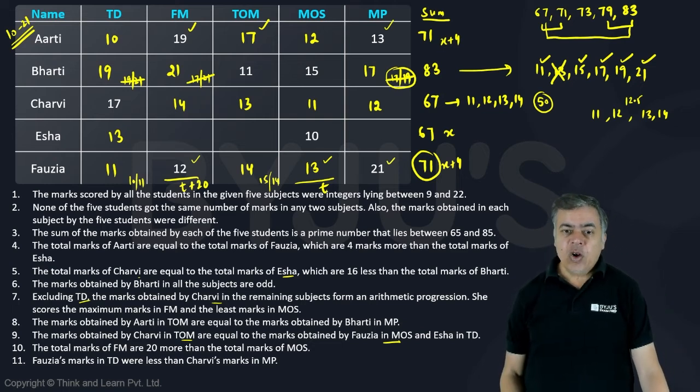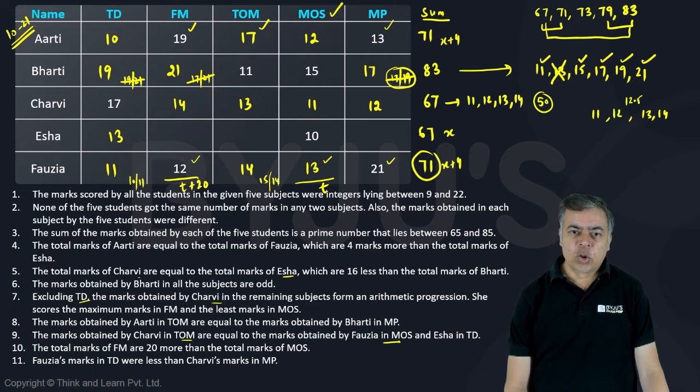Okay. Now I know the total of MOS. 13 and 12, 25, 15, 40, 40 and 10, 50, 50 and 11, 61. If this is 61, here the FM total should be 81. Now 19 and 20, 40, 40 and 14, 54, 54 and 12, 66. So 66 and 15, 81. So this must be 15.